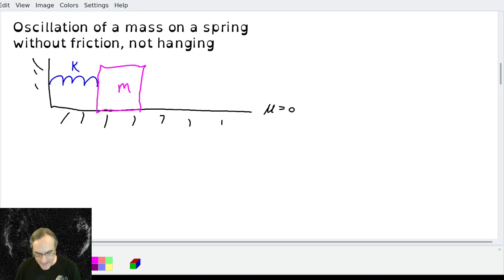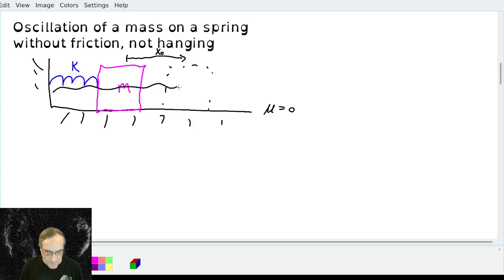Now let's imagine what happens if I take this shape and I pull it out some distance, which for the moment let's call x0. So it would now be sitting somewhere around here, and the spring would be very much stretched out, and then I let go. At the moment I let go, what are the forces that act on the mass?